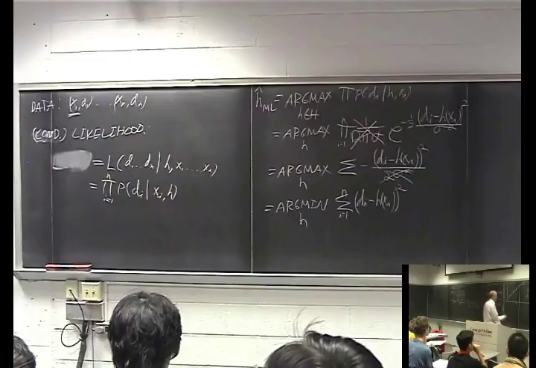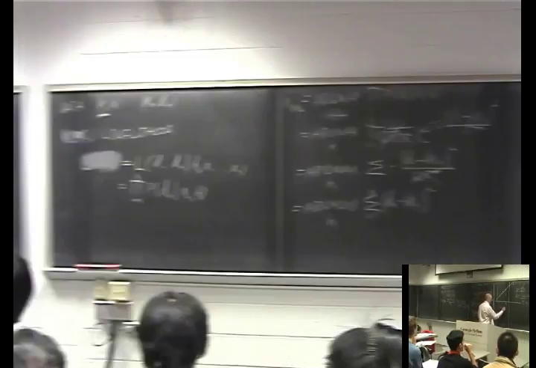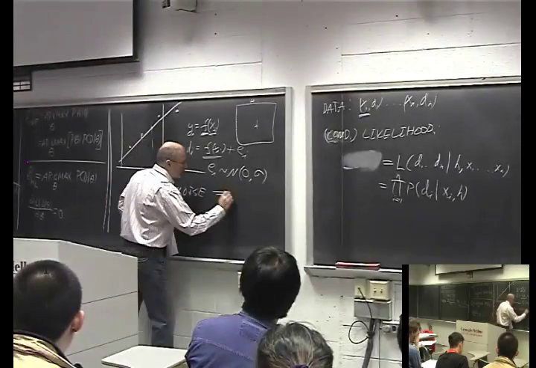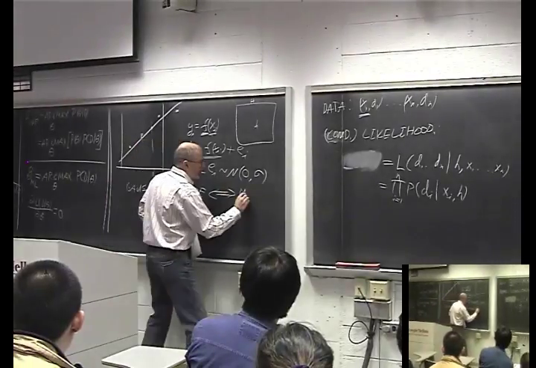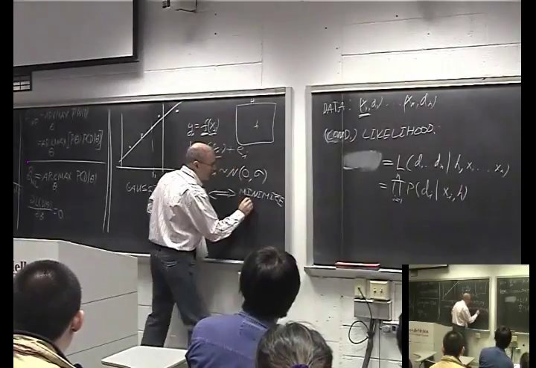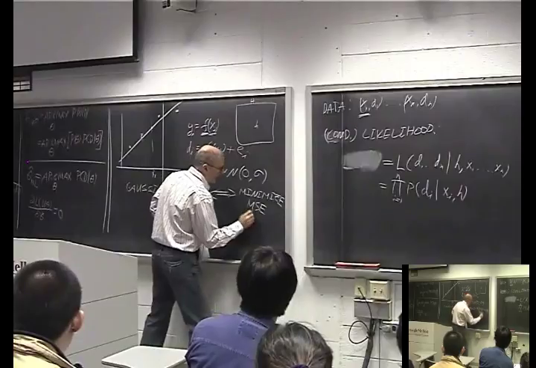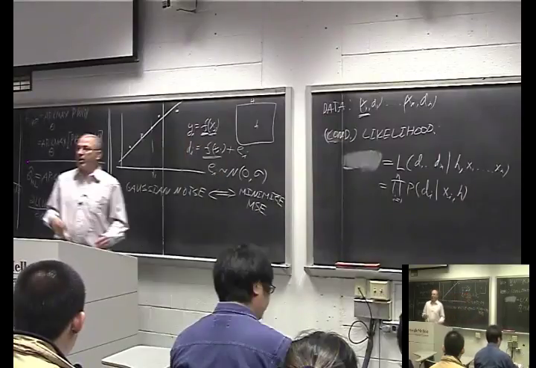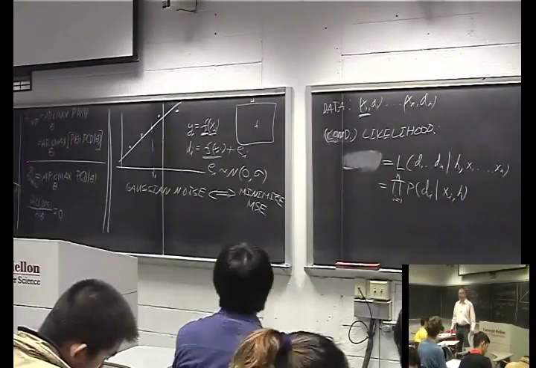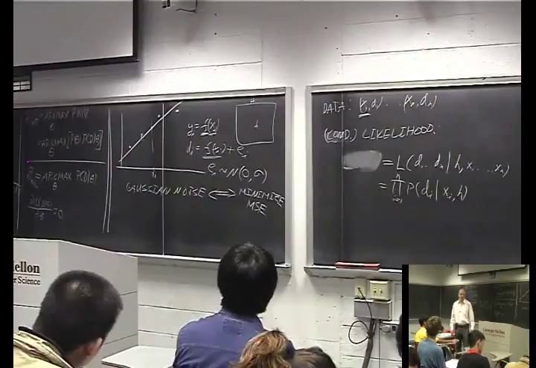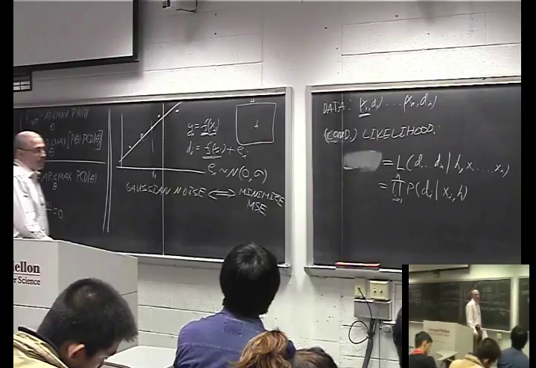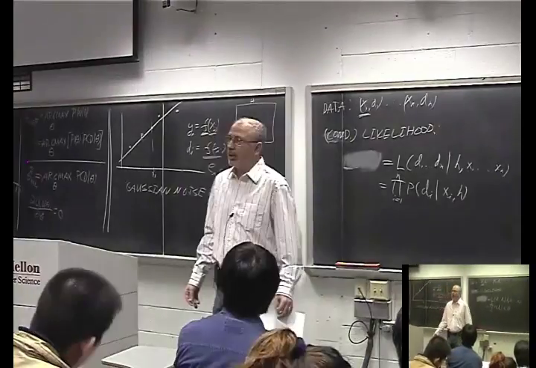So the take-home message is: Gaussian noise, minimize mean squared error. I'm writing here mean squared error, but mean squared error and the sum of squared errors are kind of the same thing. It's whether you divide it by n or not. There are other setups under which minimizing the squared errors would not be the right thing to do.